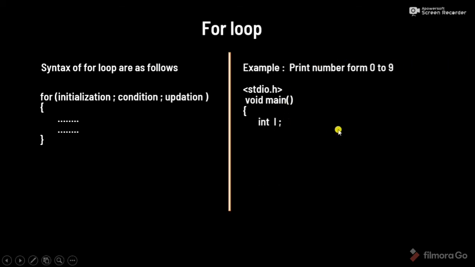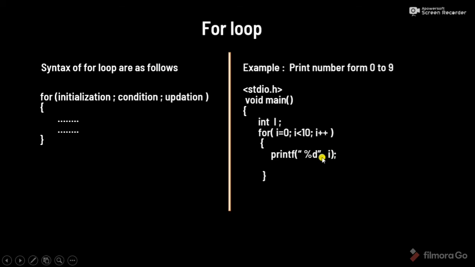Here we are declaring a variable I that we are going to use in our loop. This is our for loop declaration. Here we are initializing the value of I equal to 0, and here we are checking the condition I is less than 10, and here we are updating the value of I plus 1. This I plus plus is used to update the value of I by 1, and this is the body of the loop. Inside this body of the loop, we are simply printing the value of I.